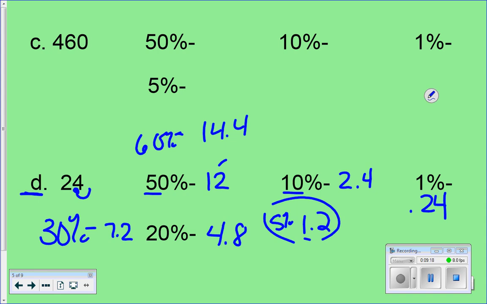Okay. So for every single thing, find 10%. Then work off of that. Okay? All right. Okay? Yeah, if you're always working off of 50 and 10 or 5 if you need it, we'll do another one here. We'll do another one.